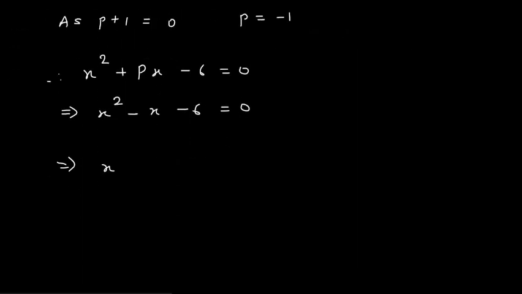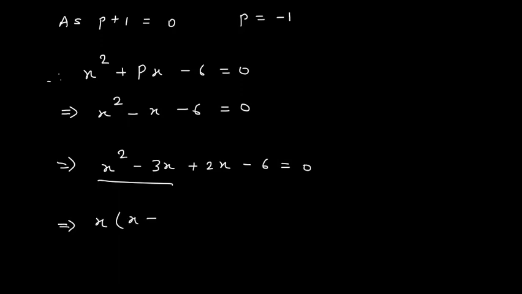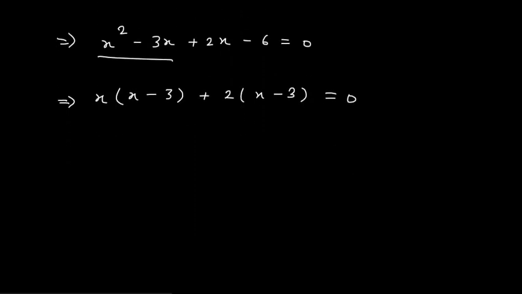This implies x square minus 3x plus 2x minus 6 equals 0. Now I will take x common, so x into x minus 3, plus I will take 2 common, again here I have x minus 3. This equals 0. This implies x minus 3 in one bracket and x plus 2 in the other bracket, and this equals 0.